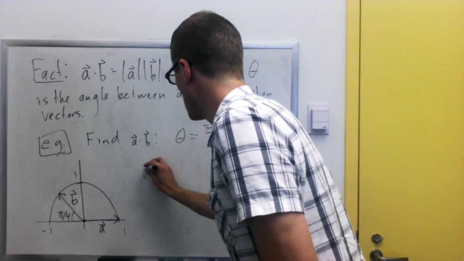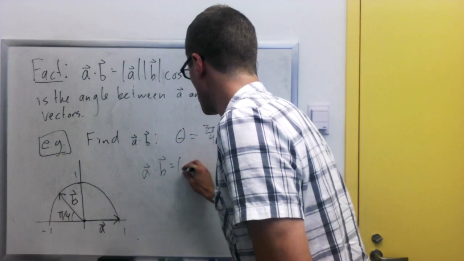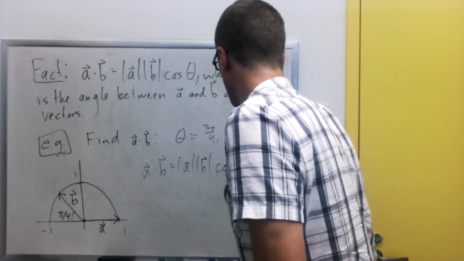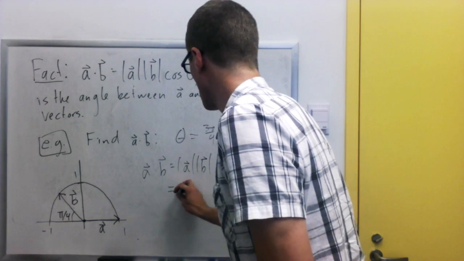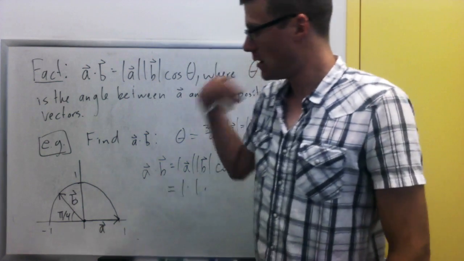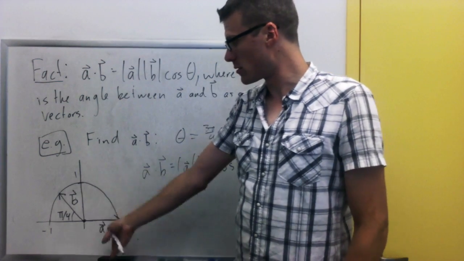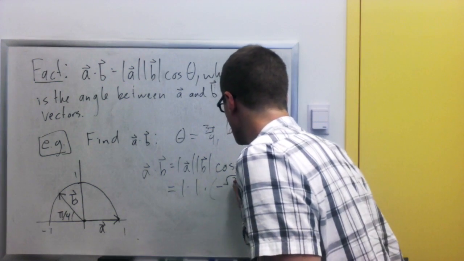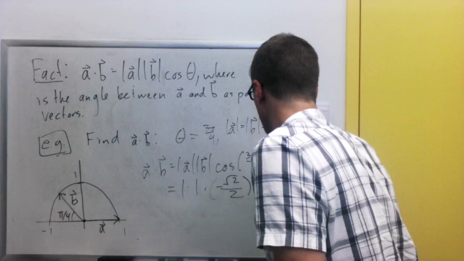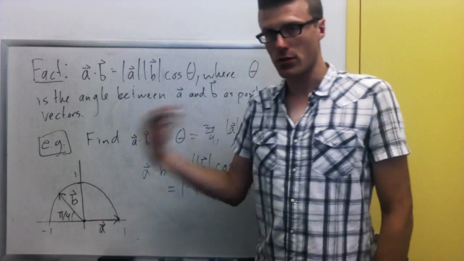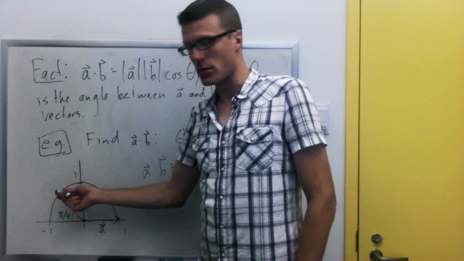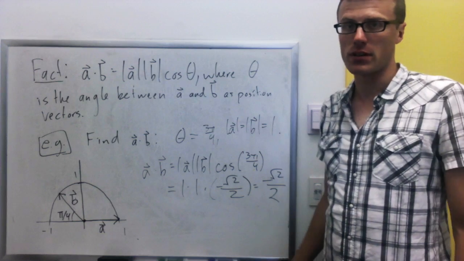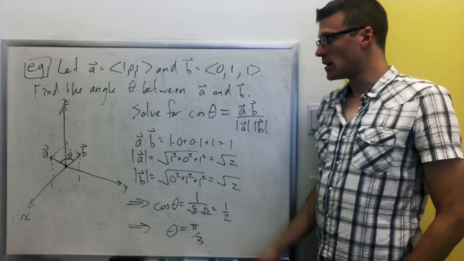So A dot B is the magnitude of A times the magnitude of B times cosine of 3 pi over 4, which is 1 times, go ahead, compute it out, cosine of 3 pi over 4 is negative root 2 over 2, which gives us negative root 2 over 2. Your alternative would have been to compute the coordinate of this point here, and then go from the definition of dot product. Now let's apply this identity backwards.